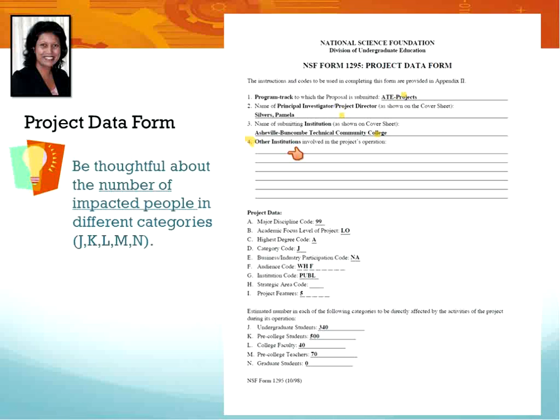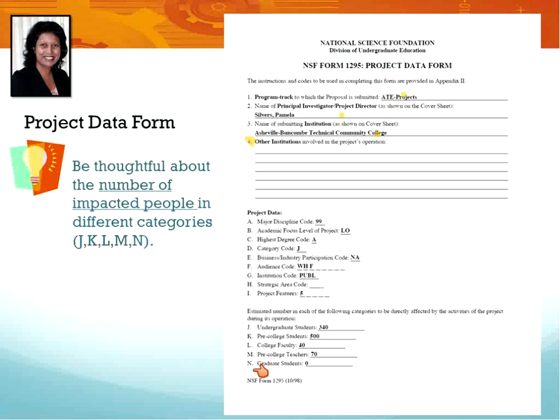Down here in items J, K, L, M, and N, you're going to be estimating the number of people who are potentially going to be impacted by the activities of the project while it is in operation. It's very important to give this some careful thought. Give some thought to the numbers you report in this section and keep a record of your calculations, as reviewers or an NSF program officer may ask for details on this section prior to funding. For example, don't underreport your anticipated impact.